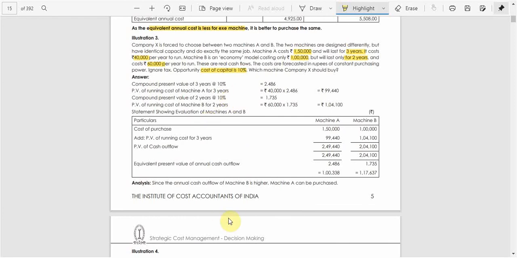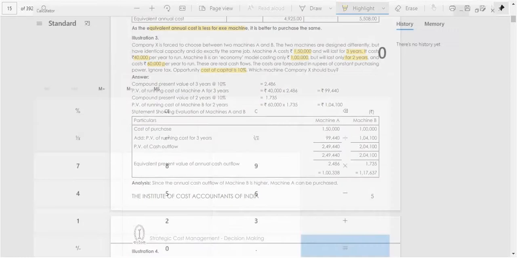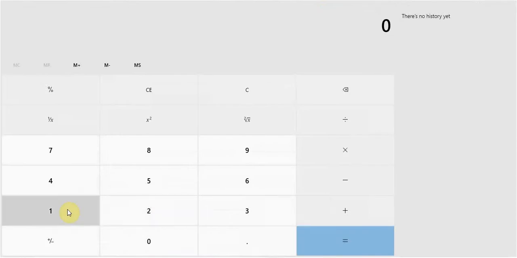So we can go by the simple calculator method to arrive at the present value for the 3 years. Here it is given as the compound present value for 3 years is 2.486, and the present value of running the cost of the machine is 40,000 into 2.486. How he arrived at 2.486, let us know. So let us take a simple calculator here. So it is given as 10% is the cost of capital. So we need to divide 1 divided by 1.10.